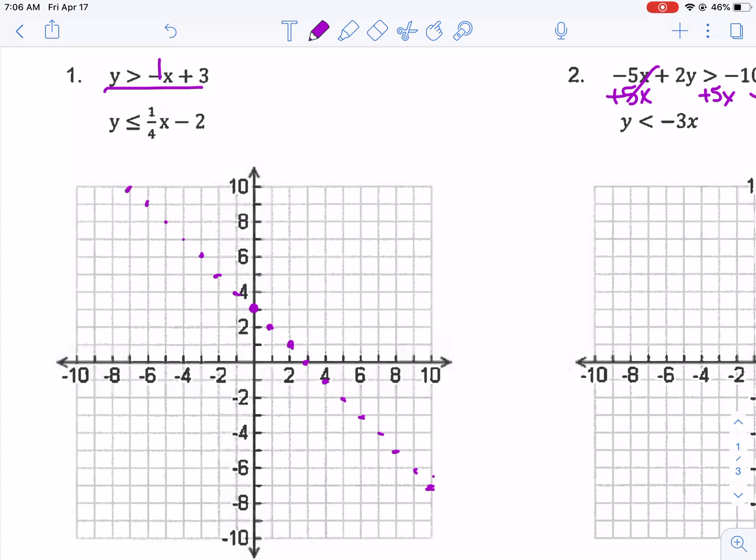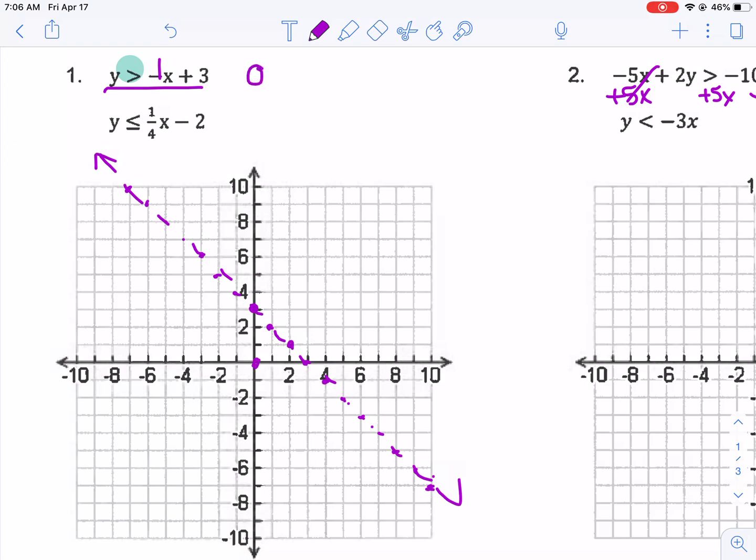All right, when you're ready to draw your line, you should hold on and say, what kind of line do I draw? Well, because of the greater than symbol, I'm going to make a dashed line. Remember, if it has the equal sign, that's when you make it solid. And now I need to determine where my solutions are. So I'm going to test the point 0, 0.